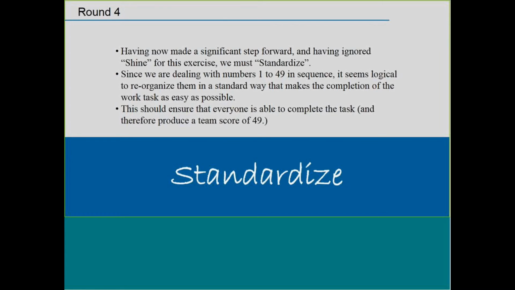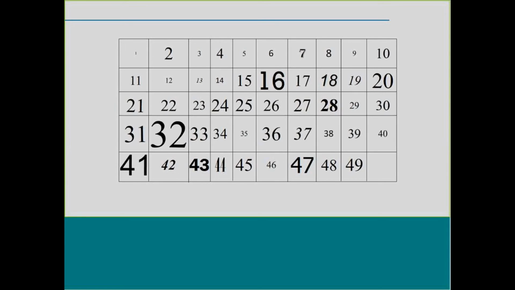Since we're dealing with numbers, it would make sense for us to standardize these numbers in sequential order, numbers 1 through 49. So again, for the 5S numbers game, the same rules apply. Find the numbers 1 through 49 in sequential order, and you will have 20 seconds. Ready, begin.